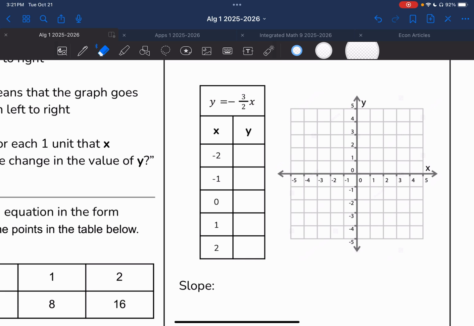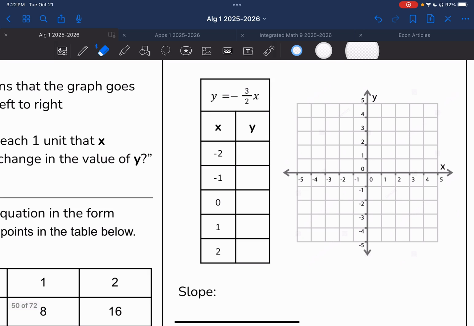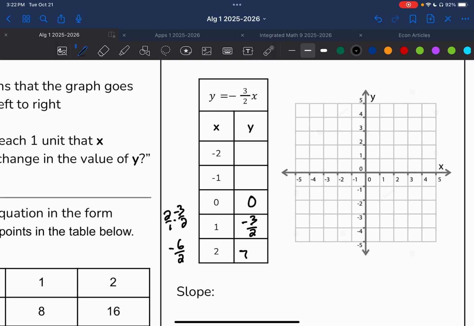That is totally okay. So for example, if we have y equals -3 halves x, well, let's start with the positive ones. So when x is 0, y is 0. When x is 1, well, y is going to be -3 over 2. And when x is 2, y is going to be -6 over 2, right? Doing 2 over 1 times 3 over 2. And we know that that's -3.